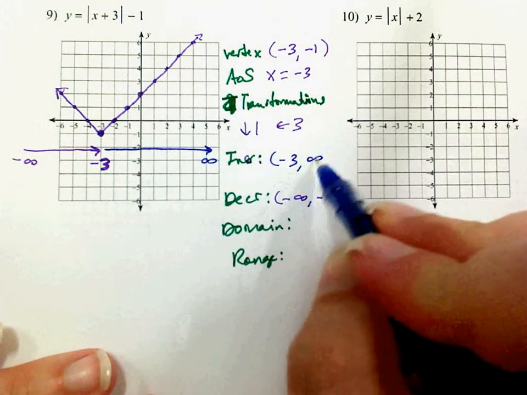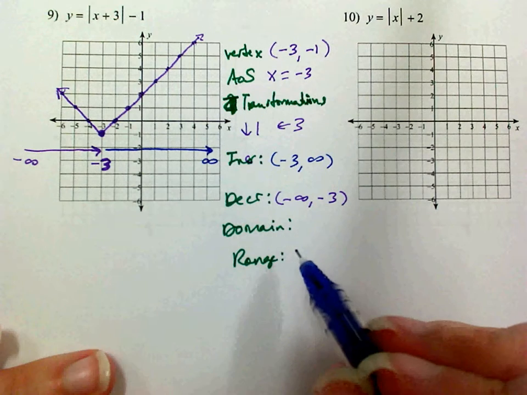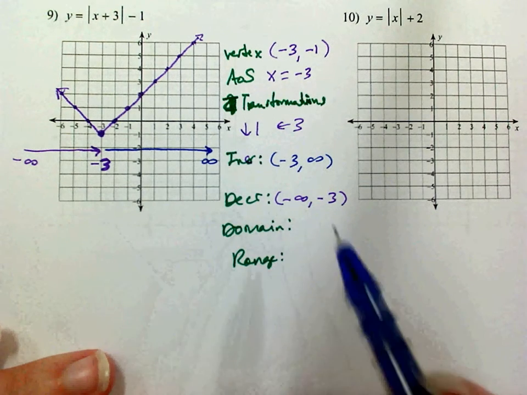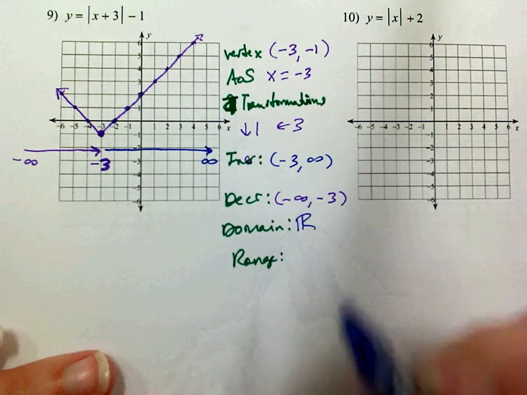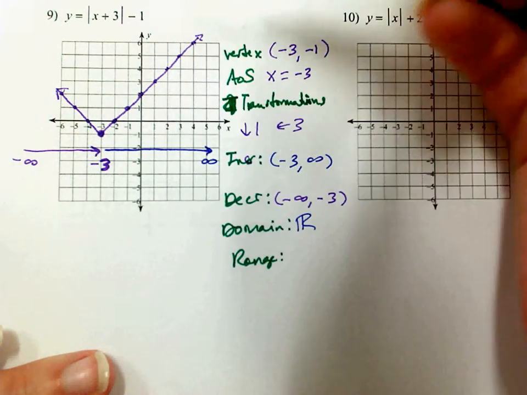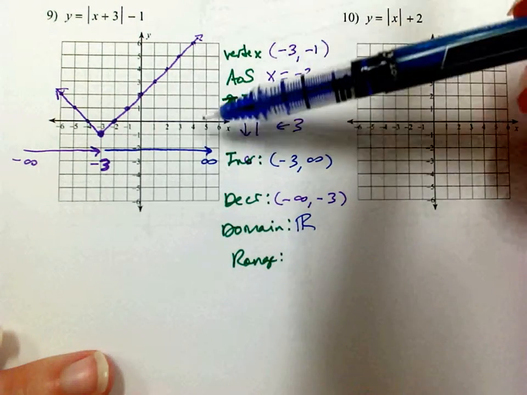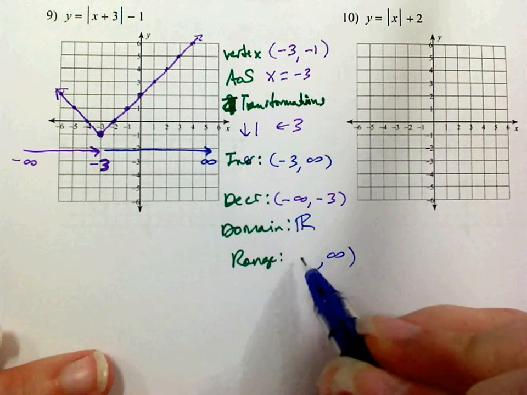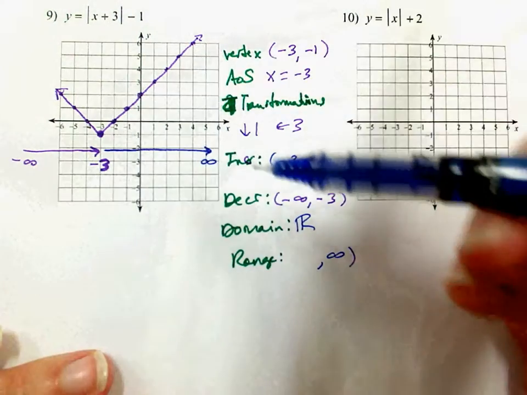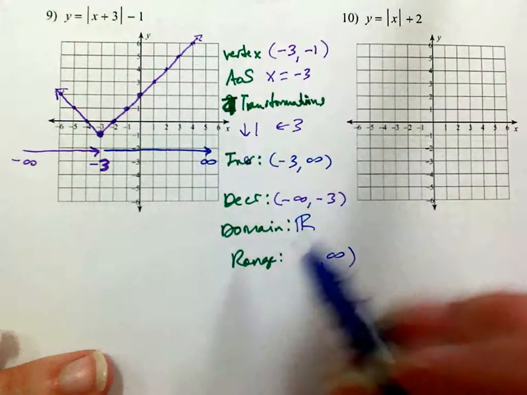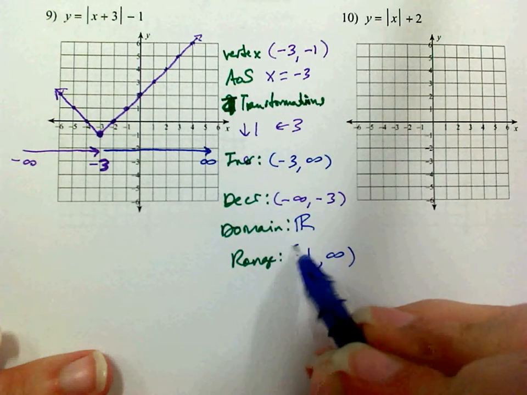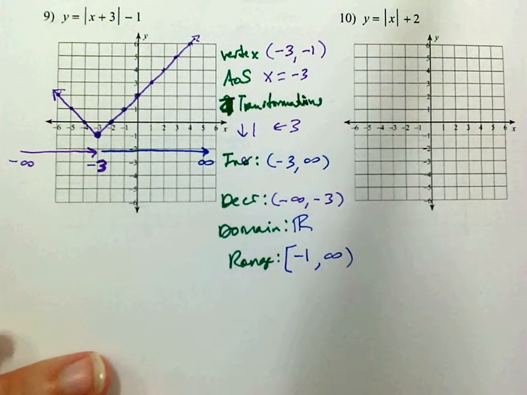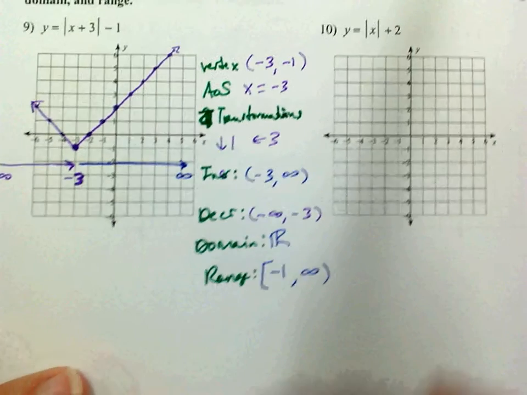Domain? Does it go all the way left and all the way to the right? So domain is all real numbers. Range, does it go all the way down and all the way up? Yeah. The y value though? The lowest y value. Perfect.